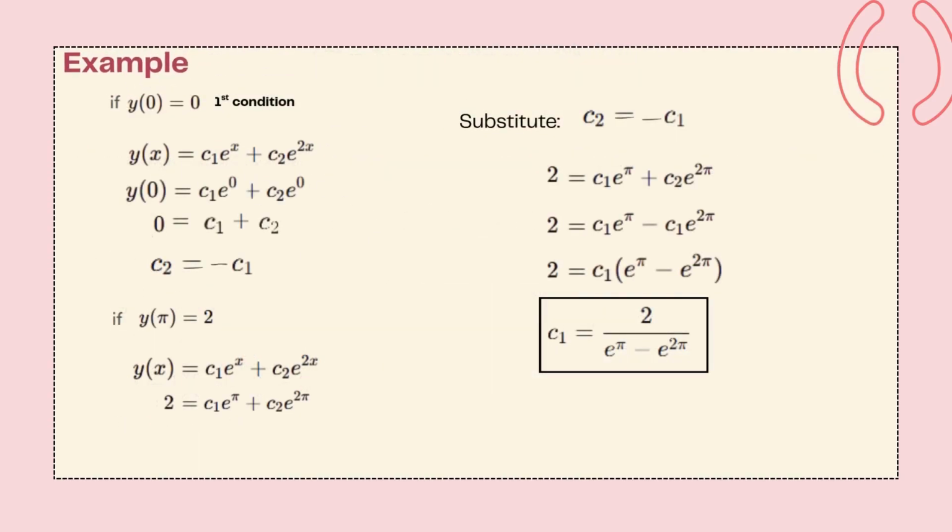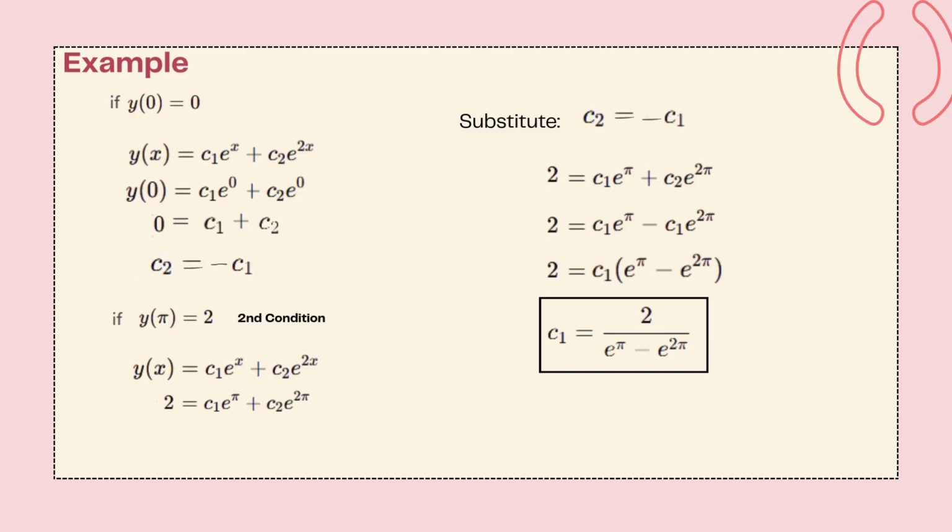If y sub 0 is equal to 0, y of x is equal to c1 e raised to x plus c2 e raised to 2x. Then y sub 0 is equal to c1 e raised to 0 plus c2 e raised to 0. So 0 is equal to c1 plus c2, and c2 is equal to negative c1.